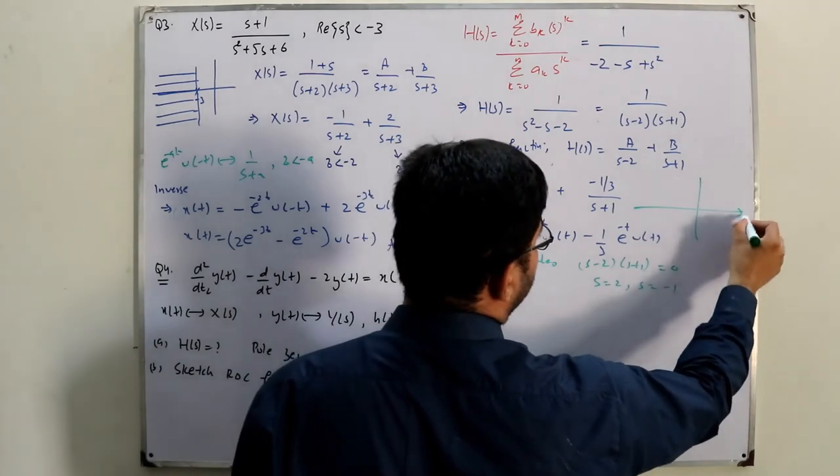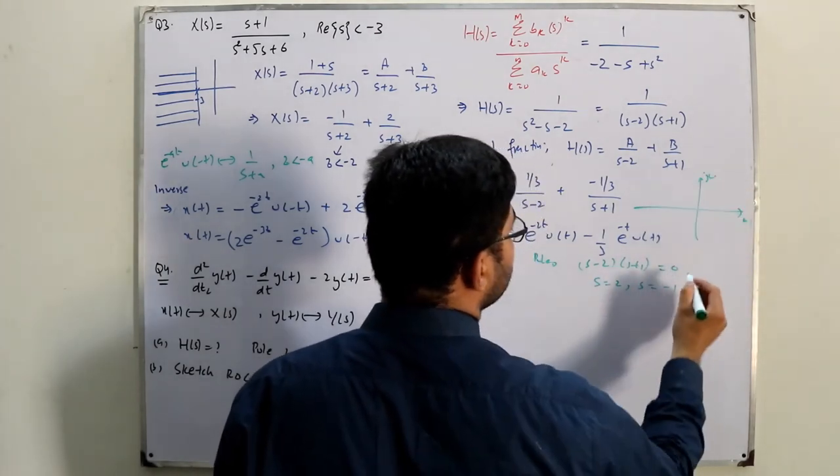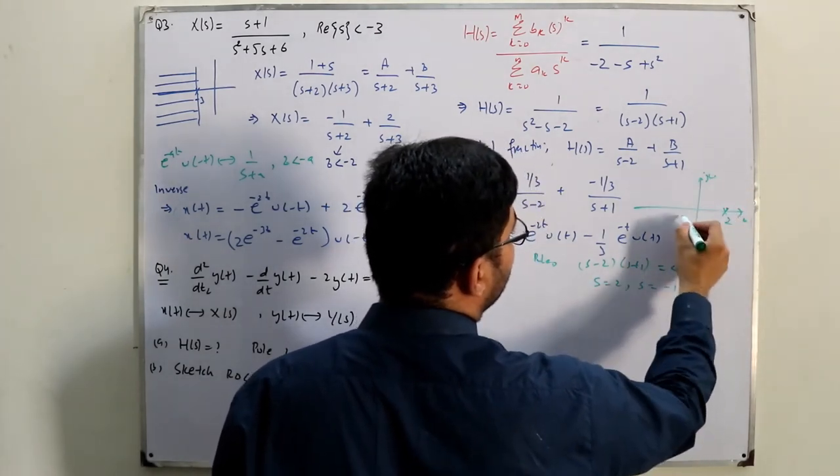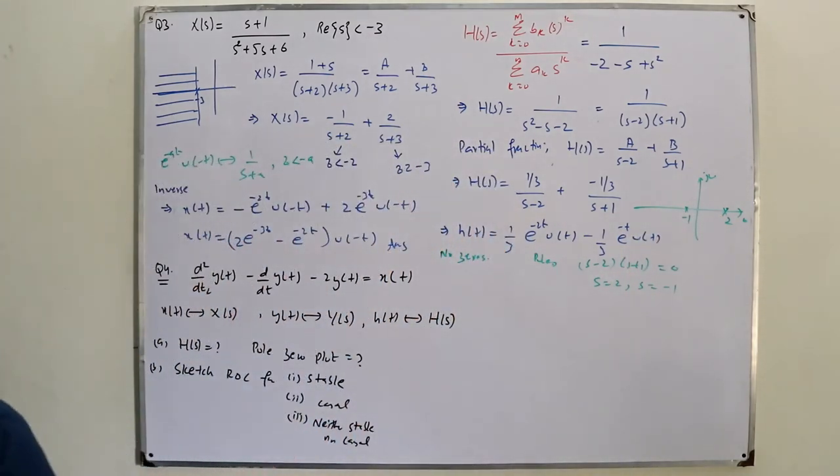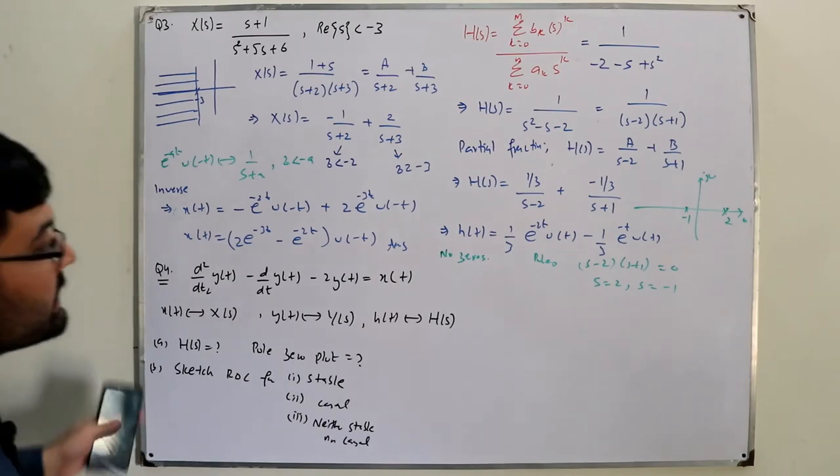If this is your sigma, this is your j omega, s is equal to 2 and minus 1 is your pole and we don't have any zero. So this is the pole zero plot. Now the ROC, we are not given any additional information.